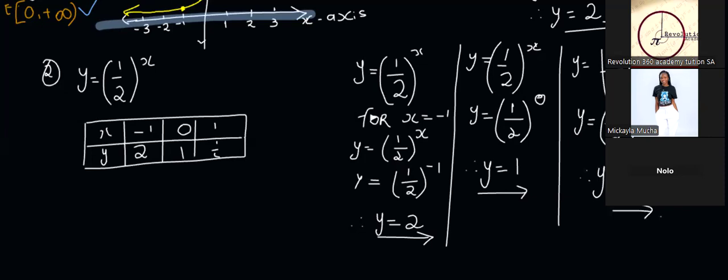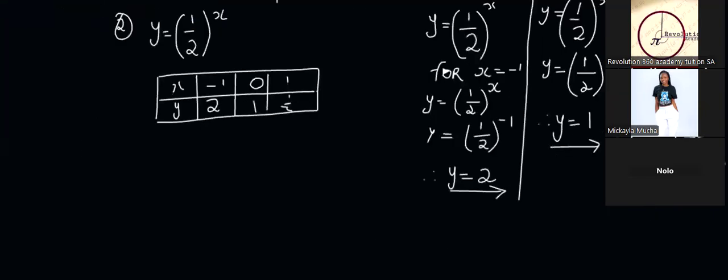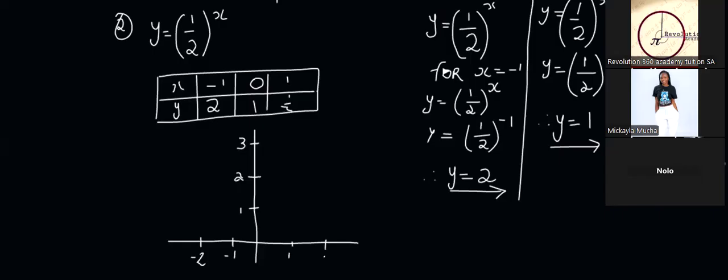You plot the graph nicely, so that will be 1, 2, 3. Then that will be 1, 2, 1, 2. So this one is the x-axis. This one is the y-axis. Then now you are plotting your graph.